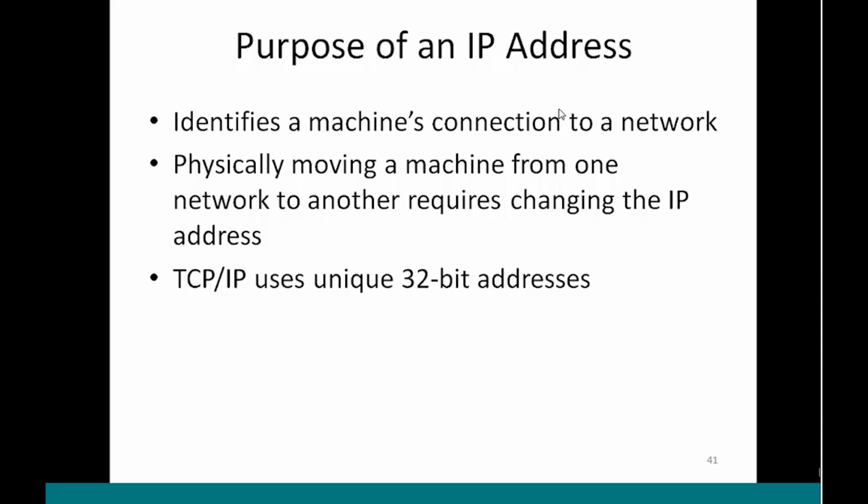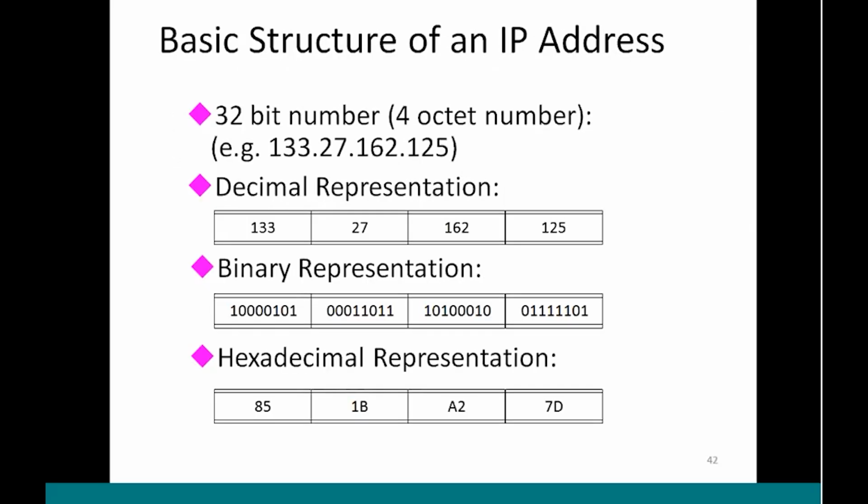And then TCP/IP uses a unique 32-bit address, and let's look at how they use this 32-bit address in the next slide. So it is a 32-bit number divided as four octets, so it's 8 bits each. The representation will be like 133.27.162.125. That's one IP address. So that's the decimal representation.